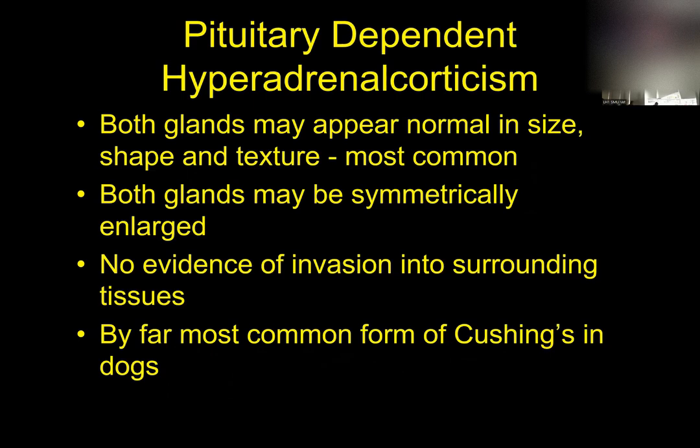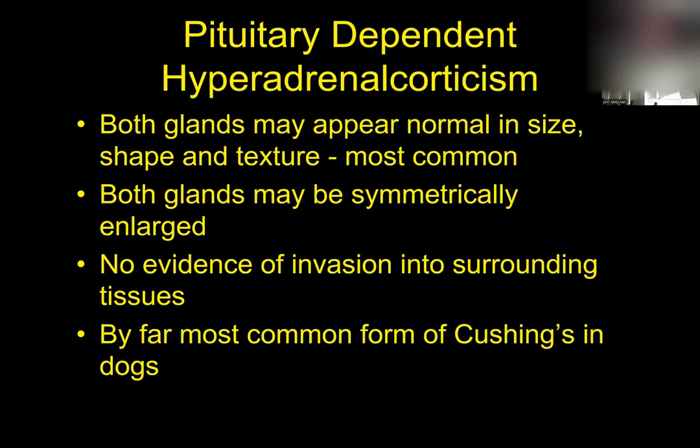Okay. So what do we see typically with pituitary dependent hyperadrenocorticism? Well, remember, this is the most common kind of Cushing's disease. If you look at all the dogs in the world that have Cushing's disease, about 85% of them are going to have pituitary dependent Cushing's disease. The other 15% will have adrenal dependent Cushing's disease. With dogs with pituitary dependent Cushing's disease, both of the adrenal glands become enlarged because they're both being stimulated from the hormones coming out of the pituitary gland. And so that causes both adrenal glands to become enlarged. So they both become plump and too wide in appearance.